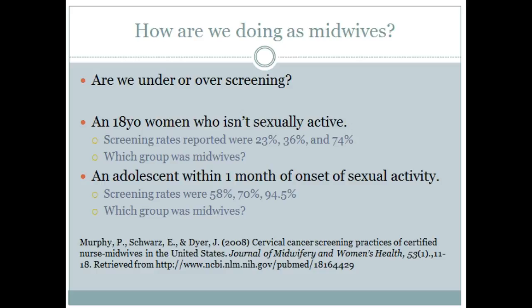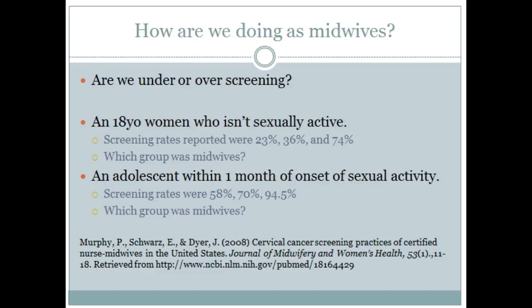What the study did was they asked OBs, midwives, and women's health NPs if they would pap different women. There were a bunch of different case studies, and for each one it said, would you pap this woman or would you not pap this woman? I just pulled a couple of them to give us an idea here. So we have an 18-year-old woman who isn't sexually active. Do we pap her or don't we?